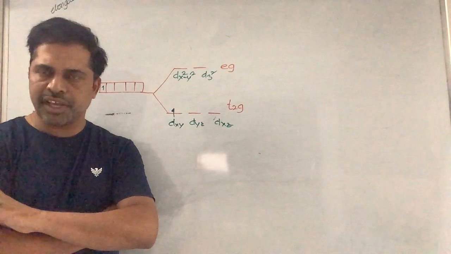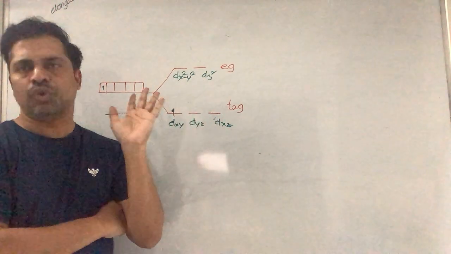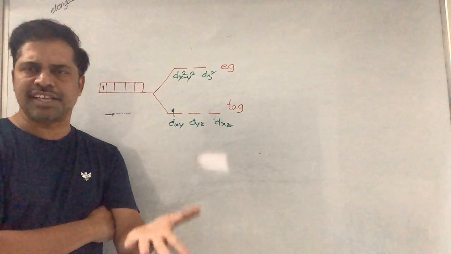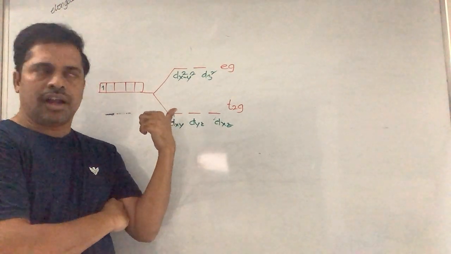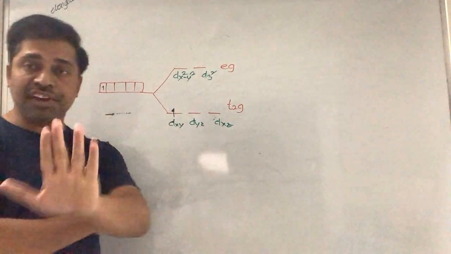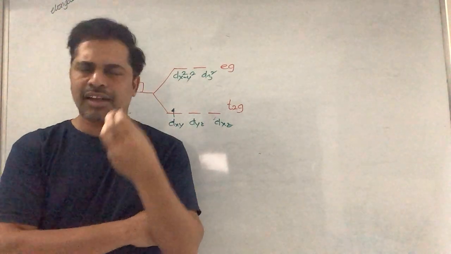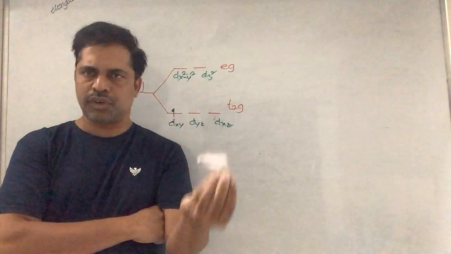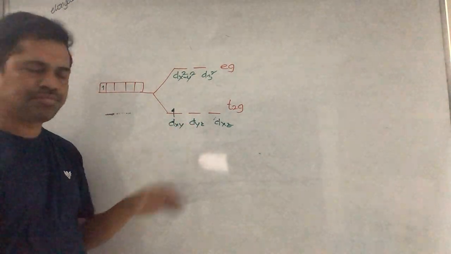Definitely distortion should be there, but the distortion is not so significant that you can notice or recognize. There is no need, because here the ligands are approaching along the axis and these orbitals are present between the axis. Definitely distortion is there, no doubt in that, but not up to the mark that you can notice. There is no need to notice. Okay, so it is clear.